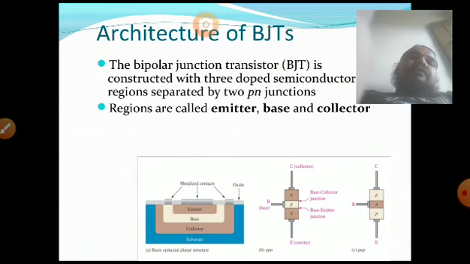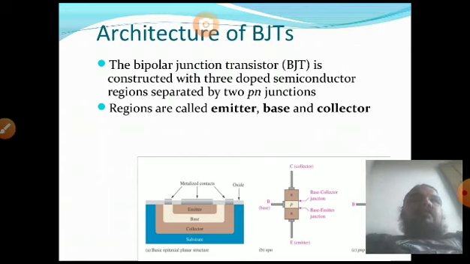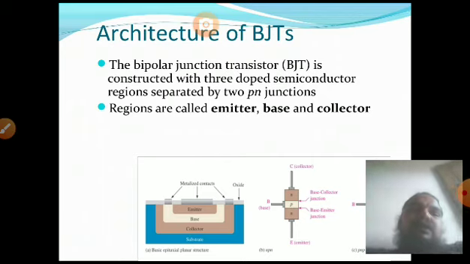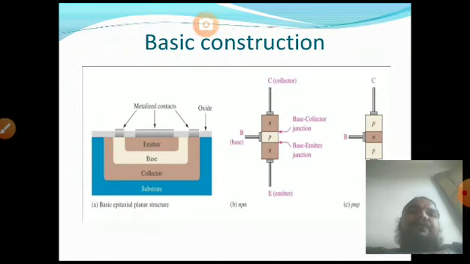Next, architecture of the BJTs. The bipolar junction transistor, BJT, is constructed with three doped semiconductor regions separated by two PN junctions. The regions are called emitter, base and collector.